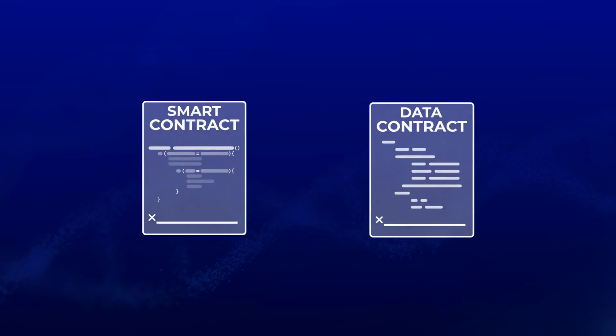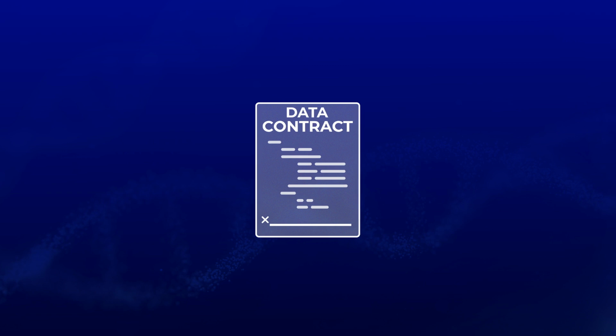A data contract is in some ways more basic, but in some ways more advanced. Data contracts don't compute anything. Instead, they're a framework for ordering data that you want written to storage.